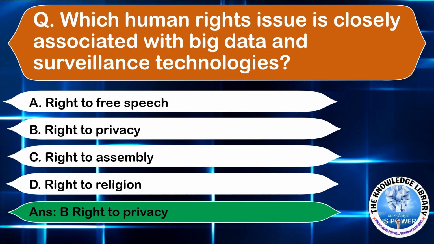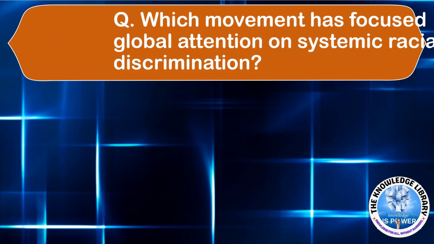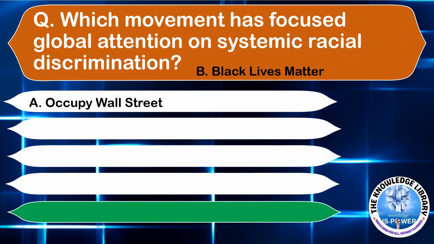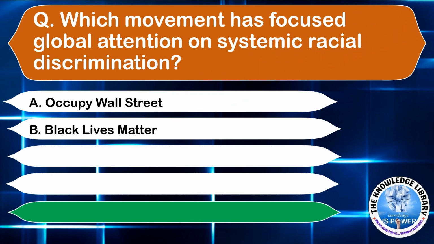Next question is, which movement has focused global attention on systematic racial discrimination? Option A, Occupy Wall Street. Option B, Black Lives Matter. Option C, Arab Spring. Option D, Fridays for Future. Correct answer is option B, Black Lives Matter.